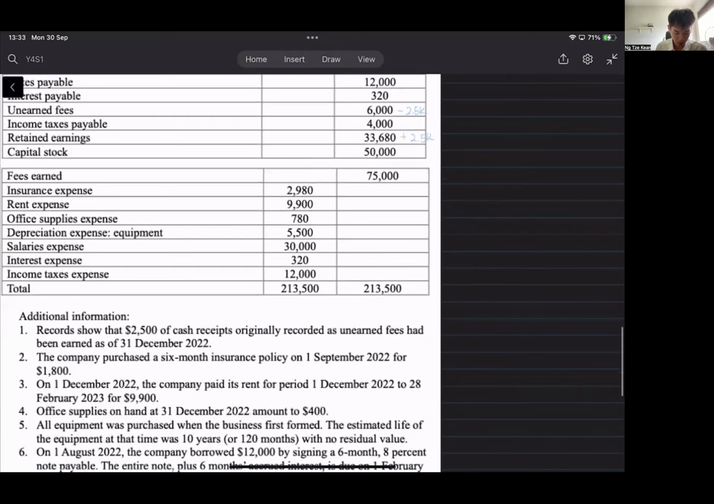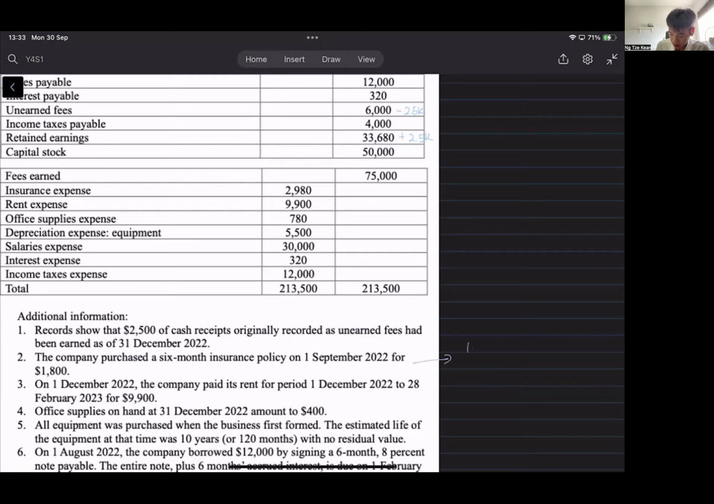So let's carry on. For number two, the company purchased a 6 months insurance policy on the 1st of September for 1.8 thousand. And that would mean that we have to divide the 1.8 thousand by 6 months to find out how much we need to expense on a monthly basis. Right. And we know that 1.8 thousand over 6 would be 300 per month. So we need to expense off this insurance policy by 300 every month.